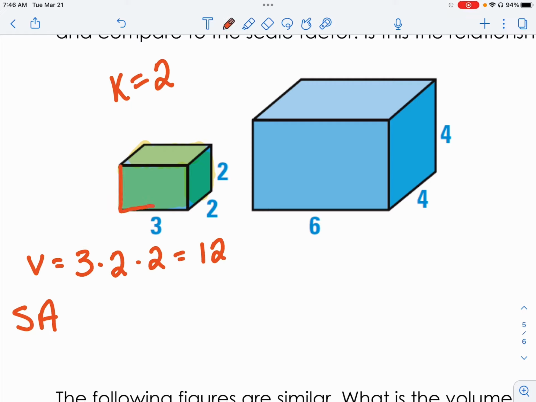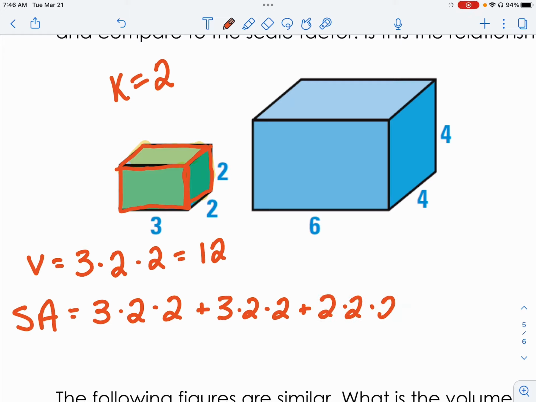So the surface area of this first guy would be 3 times 2, but since there's 2 of them, we have to multiply by another 2. Then the top would also be 3 times 2, but there's a bottom, so times that by 2. And then our side is 2 by 2, but there's another side, so we have to times that by 2 again. So we're essentially doubling with those end 2's. And that equals 32. So my volume is 12, surface area is 32.